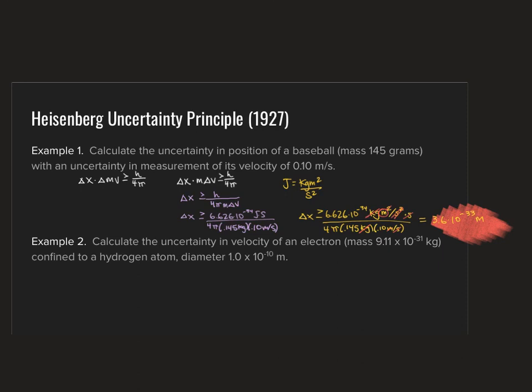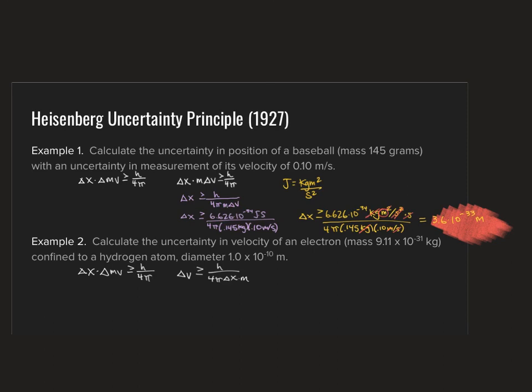We'll do the same sort of calculation, this time rearranging slightly differently. My Heisenberg uncertainty principle calculation is delta x times delta mv greater than or equal to h over 4 pi. I'll do a quick rearrangement this time, solving for the uncertainty in velocity of my particle, which gives a value greater than or equal to Planck's constant h divided by 4 pi times the uncertainty in position times the mass of the particle.